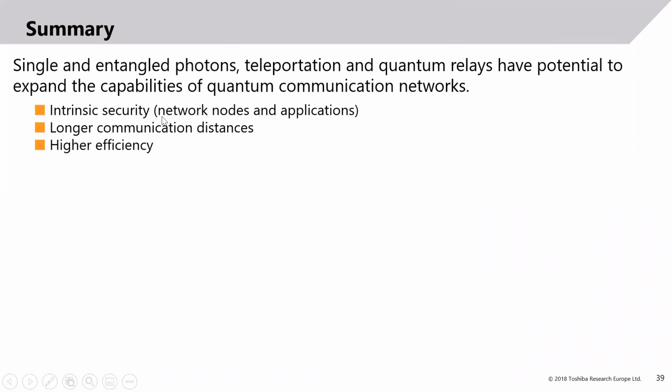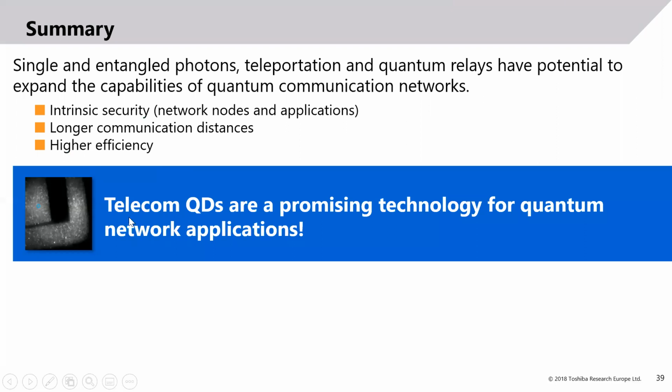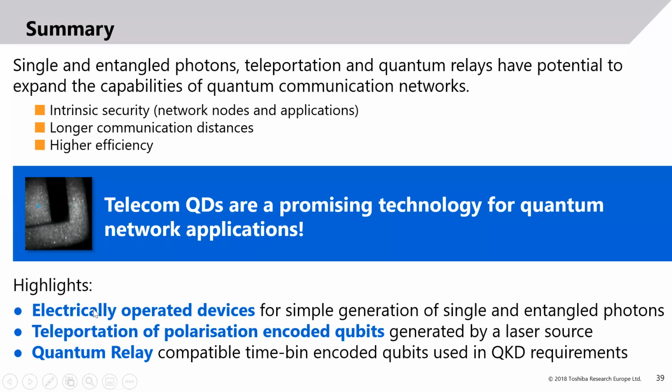These can provide intrinsic security at network nodes and applications. They can enable longer communication distances and also higher efficiency in principle. And our indium phosphide, indium arsenide telecom quantum dots are really a promising technology for a range of these applications. And the highlights of the talk were that we have an electrically operated device that we want for the simple generation of single and entangled photons. We can teleport polarization encoded qubits generated by a laser source. And we can also do a quantum relay, which is compatible with time-bin encoded qubits, which are used in quantum key distribution experiments.